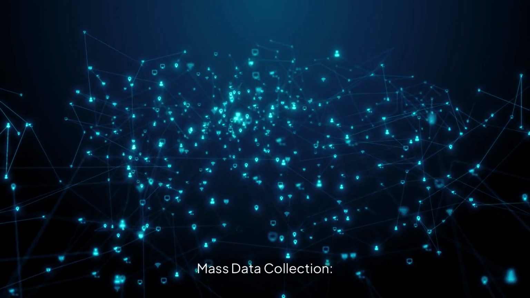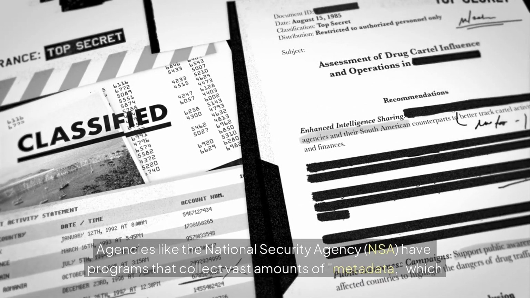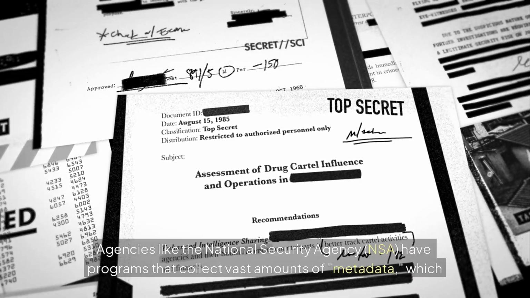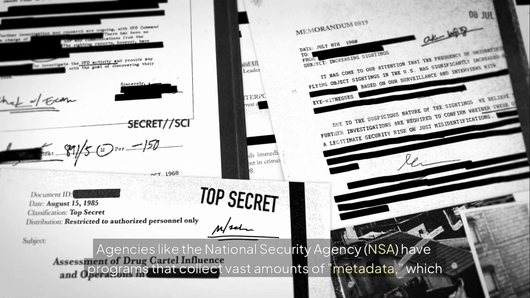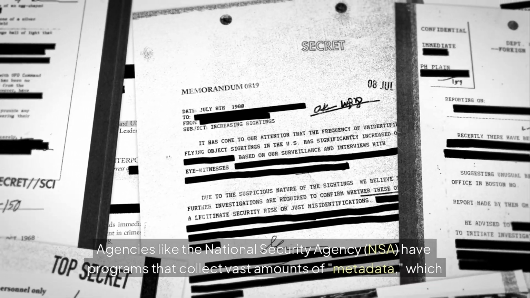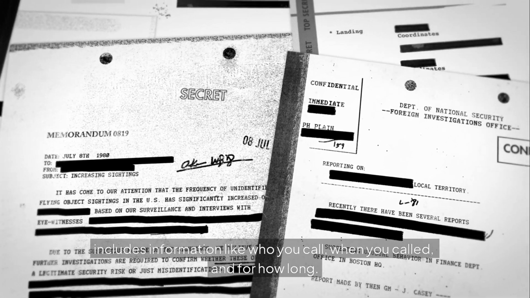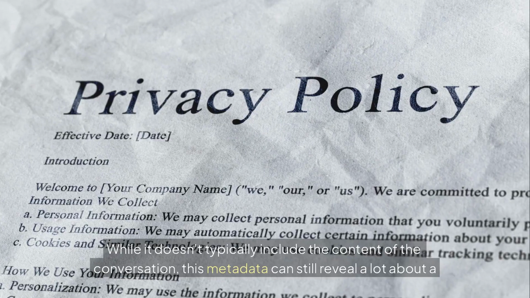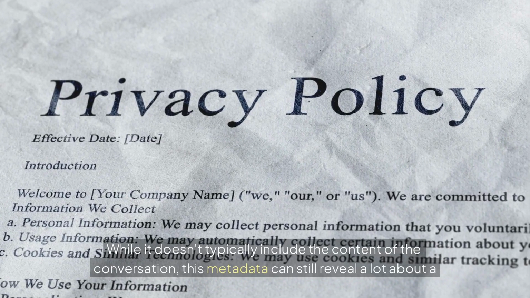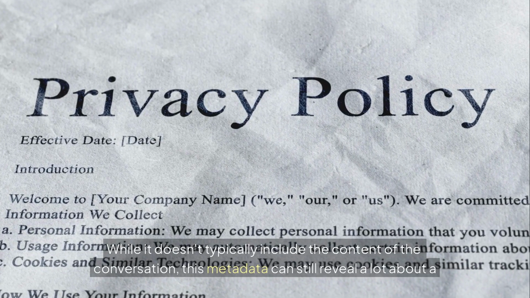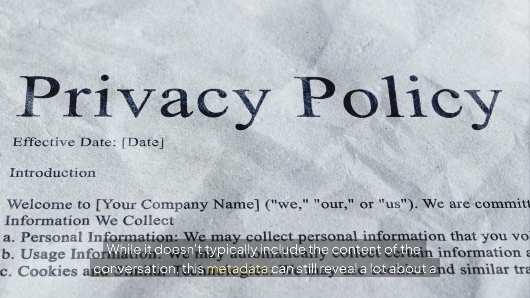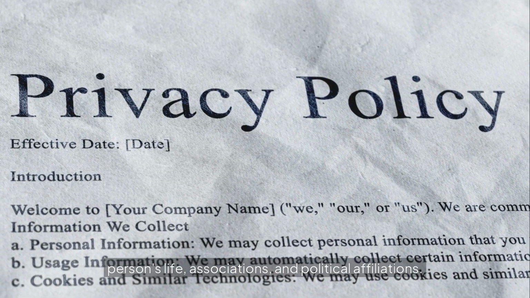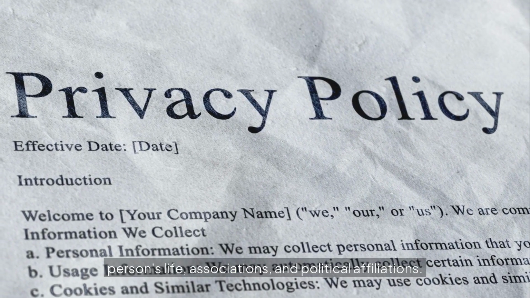Mass data collection. Agencies like the National Security Agency, NSA, have programs that collect vast amounts of metadata, which includes information like who you call, when you called, and for how long. While it doesn't typically include the content of the conversation, this metadata can still reveal a lot about a person's life, associations, and political affiliations.